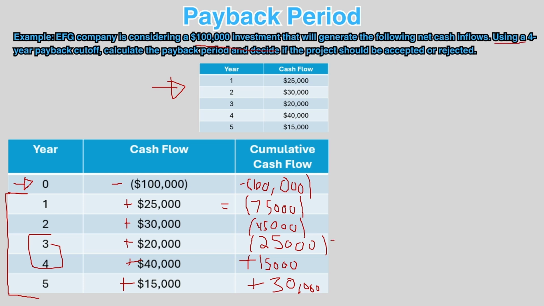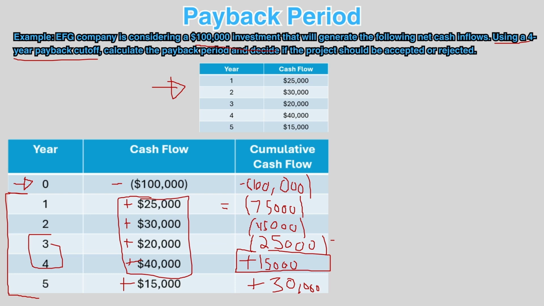And we see that our 4-year payback cutoff is 4 years, and we clearly paid it off before year 4, because at the end of year 4, we have a cumulative cash flow of $15,000, meaning we've not only gotten our $100,000 back, but we got $15,000 over our $100,000. So we've got a total of $115,000 in cash flows.